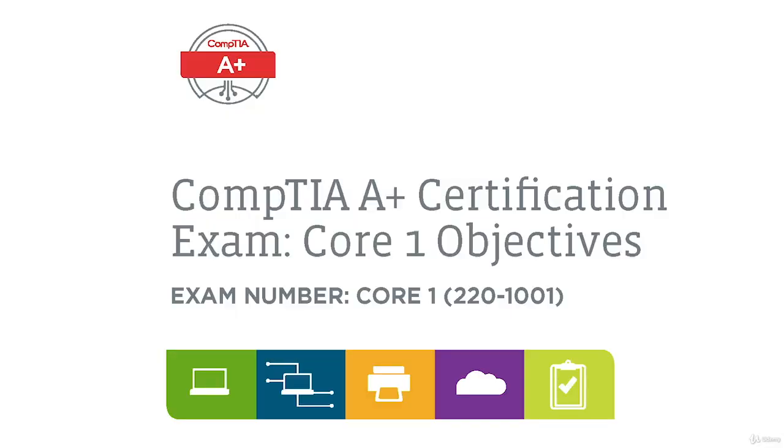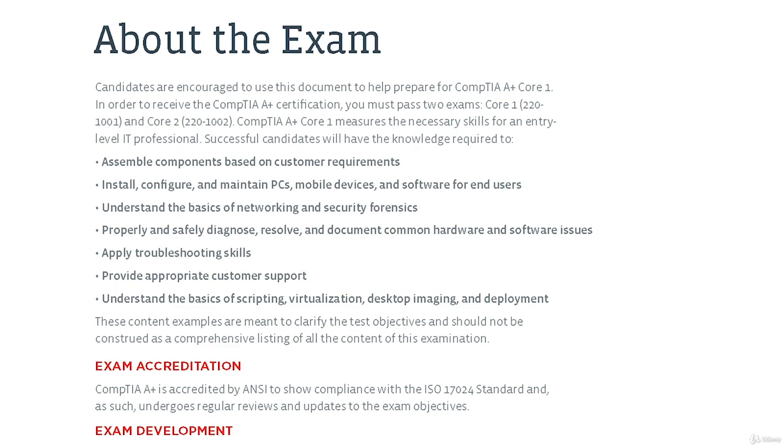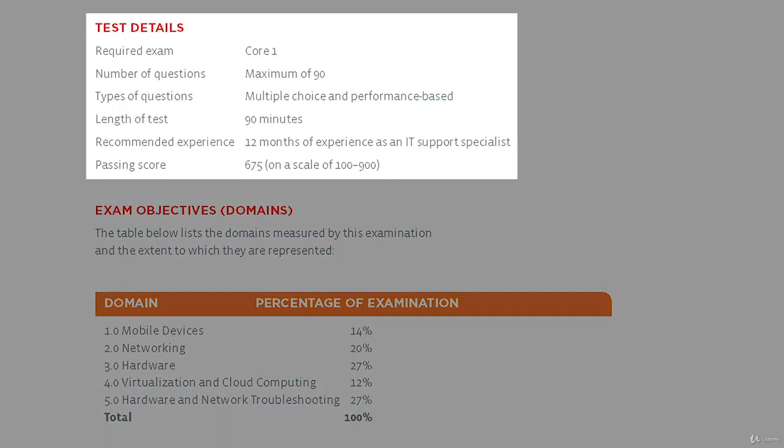So here we are. This is the Core 1 220-1001. I just downloaded this from the CompTIA website, and they talk about the exam and lots of stuff to scroll over. So you're going to have a maximum of 90 questions. You're going to have both multiple choice and performance-based questions. The length of test is 90 minutes. And here they say 12 months experience. They changed these. I'm not going to worry about that too much. And the passing score is 675 on a scale of 100 to 900.